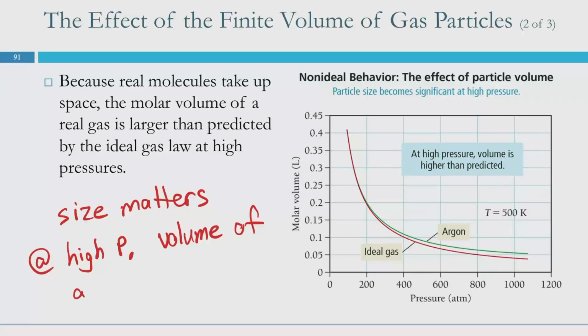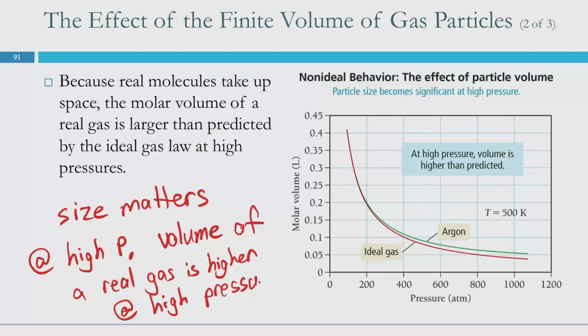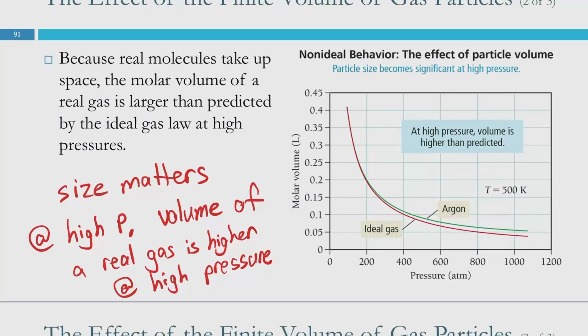The volume of a real gas is higher at high pressure. Again, if we're at low pressure, the size of the gas particles doesn't really matter. It doesn't make a meaningful impact, and so it's basically the same as ideal. This is one of our 2 cases where we can deviate from ideal gases that we'll talk about. There's probably a lot of other ways that we won't talk about.